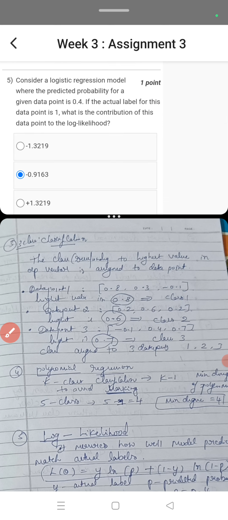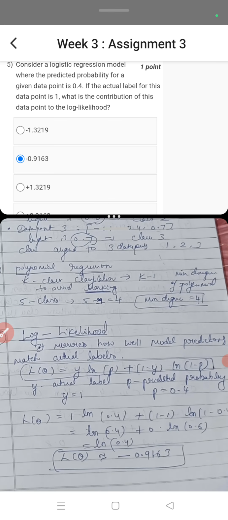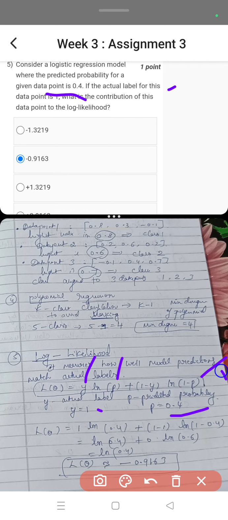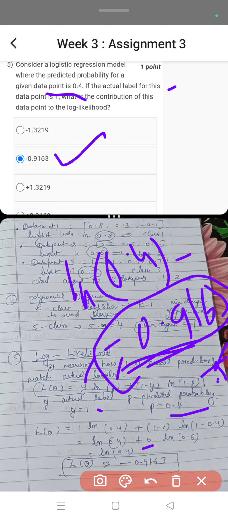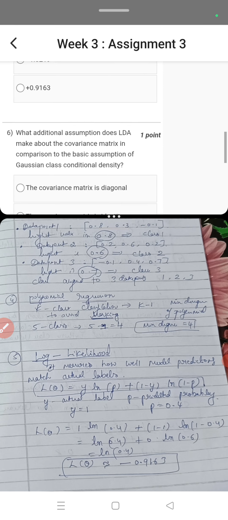Then the fifth one: consider a logistic regression model where the predicted probability is given. You should use the log likelihood formula, where the predicted probability is 0.4 and the actual label y is given. Substituting into this formula, you will end up with ln of 0.4. The value of ln of 0.4 is minus 0.9163. So this is the correct answer. In the options you will have plus and minus, so you will end up with minus 0.9.